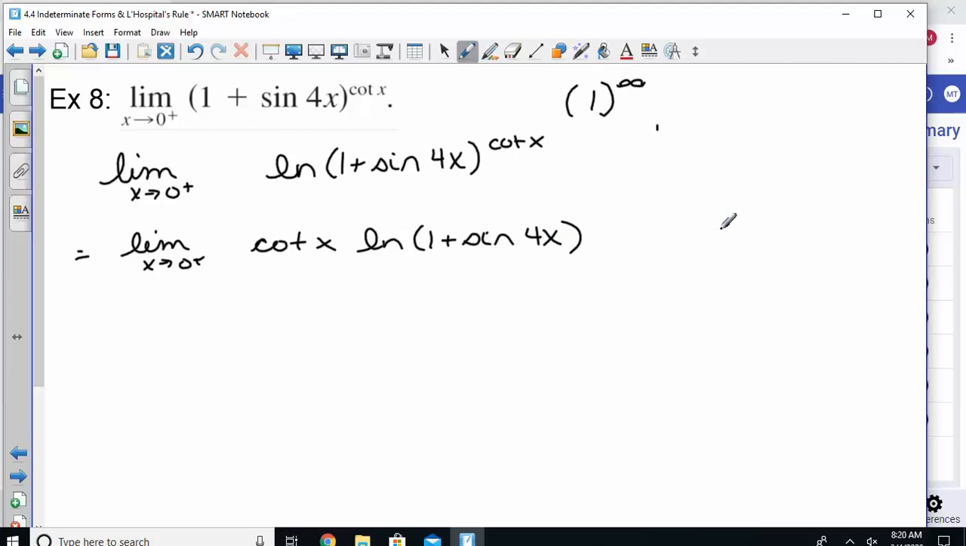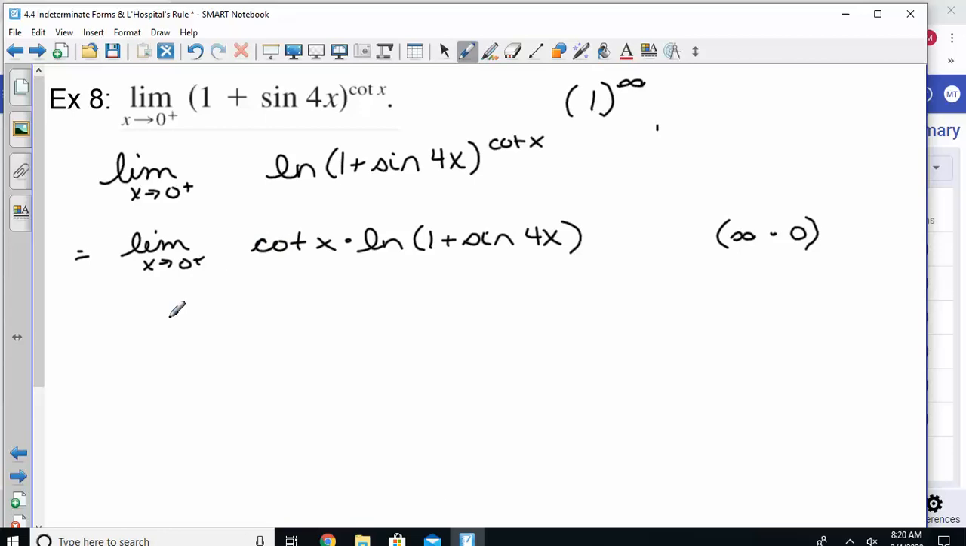Okay, so at this point, it's like cotangent times my log. Cotangent of 0 is going to infinity times, this is a 1, the natural log of 1 is 0. So now it's like what we did yesterday with the products. If you have infinity times 0, we had to rewrite it as a quotient so that we could do L'Hopital's.